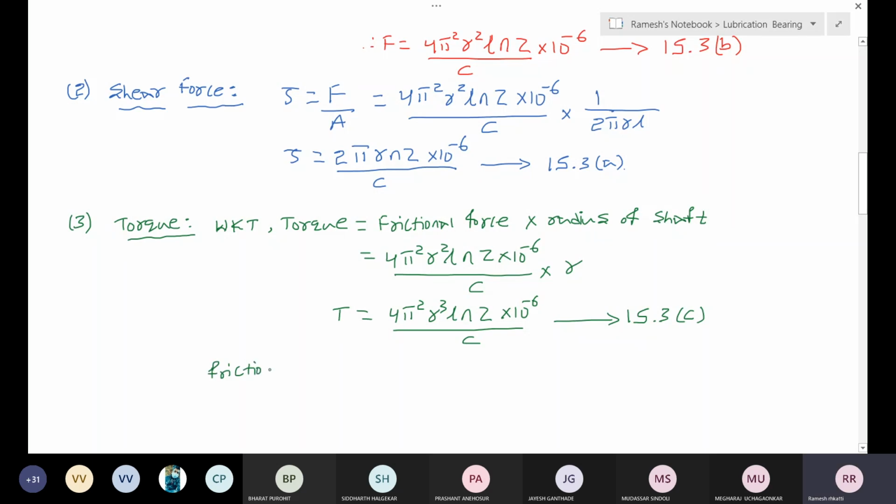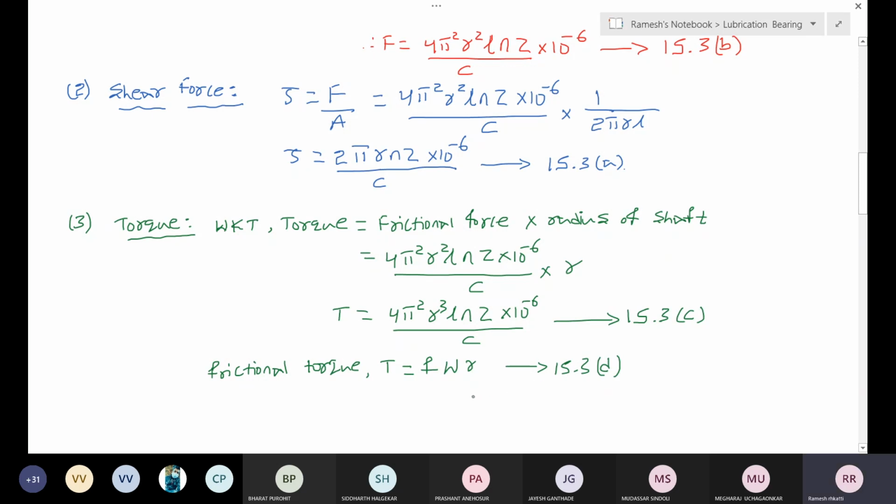the frictional torque, that is T, is nothing but the coefficient of friction. I will denote it by small f. In some of the textbooks they denote it as mu. Here I will denote it as small f into W, that is the load, multiplied by the radius. This equation is also there in your data input. It is 15.3d.